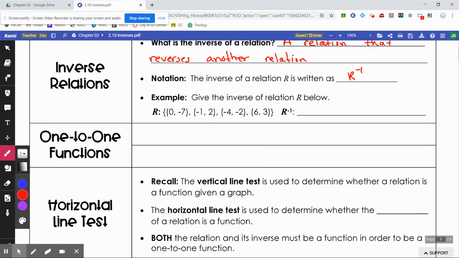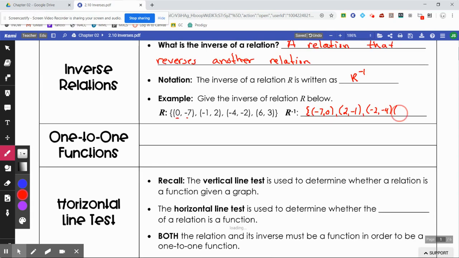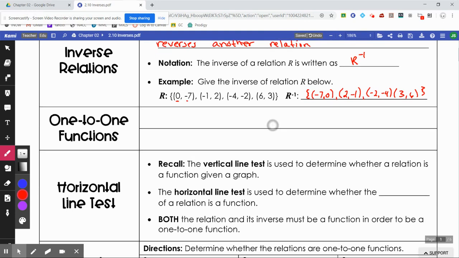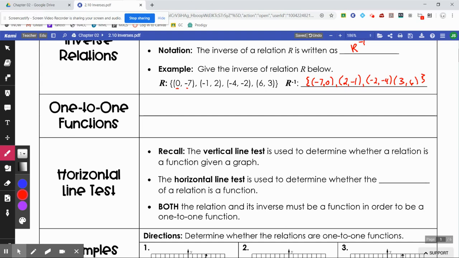Give the inverse of the relation below. An inverse flip-flops your inputs and outputs. So if in our original relation we plugged in 0 and got -7, then the inverse would be some relation where we could plug in -7 and get 0. For the rest of the points, I'm just going to switch my inputs and outputs again. (-1, 2) switches to (2, -1). (-4, -2) is now (-2, -4). And (6, 3) is now (3, 6). So again, an inverse relation simply switches the input and output. It switches the x and y.